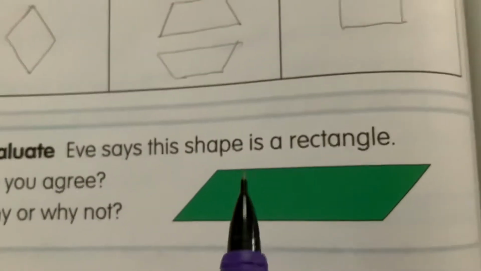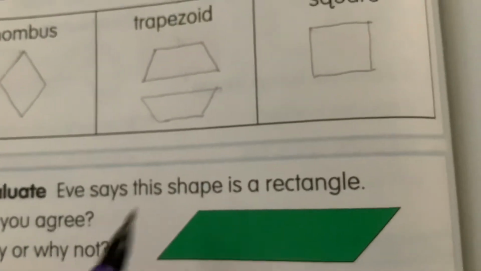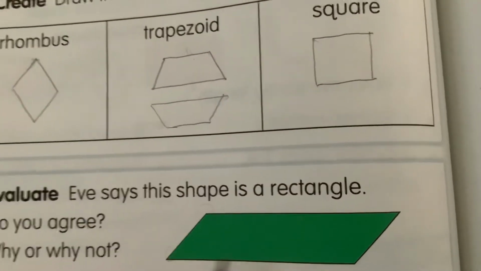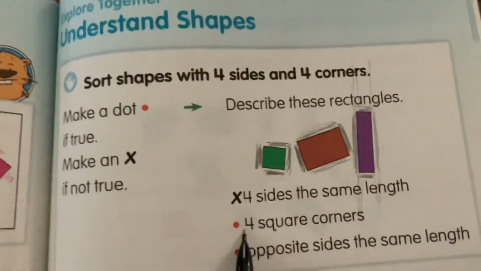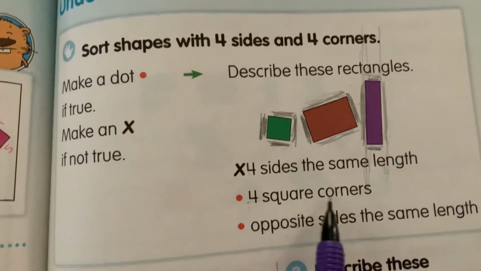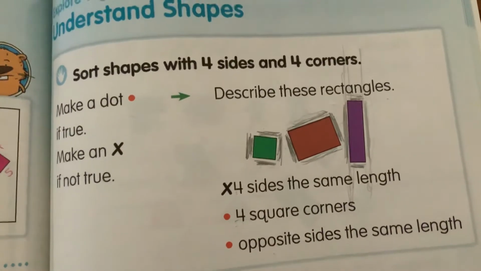So let's look at this. Does it have 4 sides? Yes. 1, 2, 3, 4. Does it have 4 corners? Yes. 1, 2, 3, 4. But what else did we find out about a rectangle the other day? Let's see where it was, right here. It also has to have 4 square corners and the opposite sides the same length.